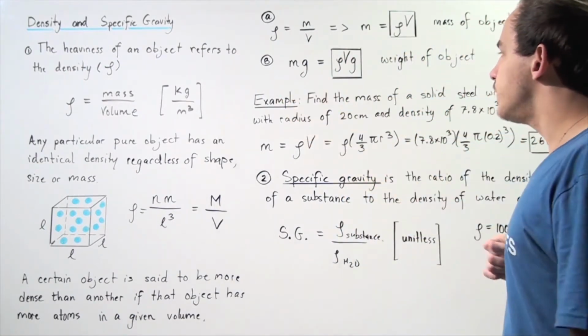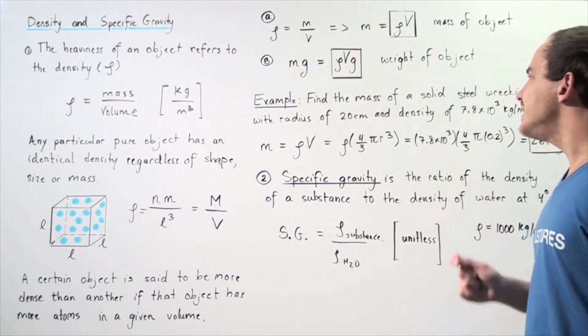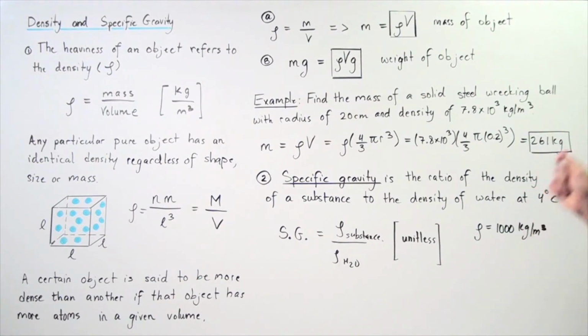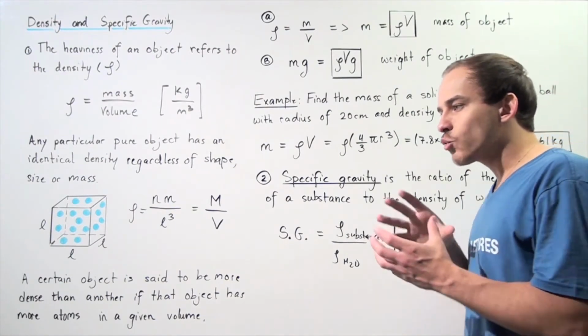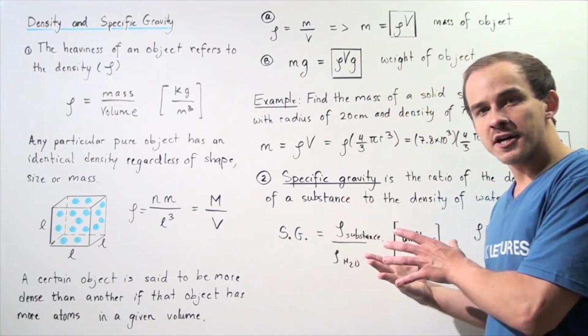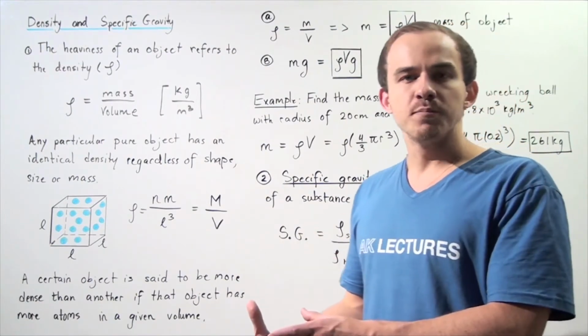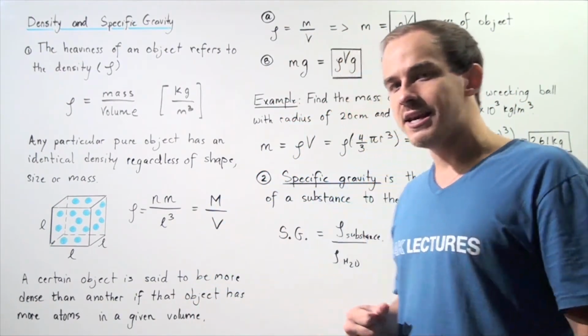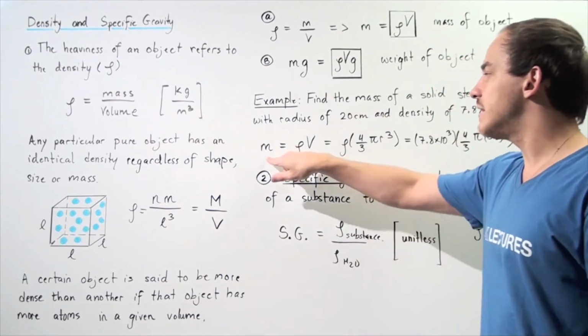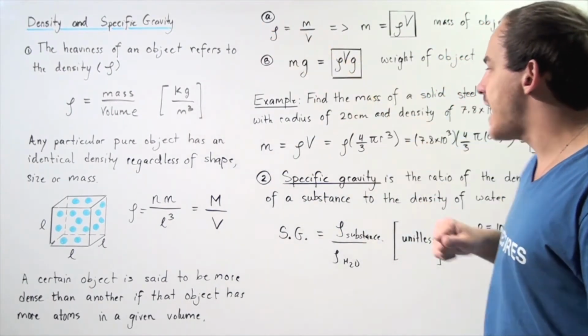So let's look at the following example. Find the mass of a solid steel wrecking ball with a radius of 20 centimeters and a density of 7.8 times 10 to the 3 kilograms per meter cubed. Now, using the radius of our sphere, we can calculate the volume. And if we take the volume and multiply it by the density of our object, that will give us the mass as per equation A.